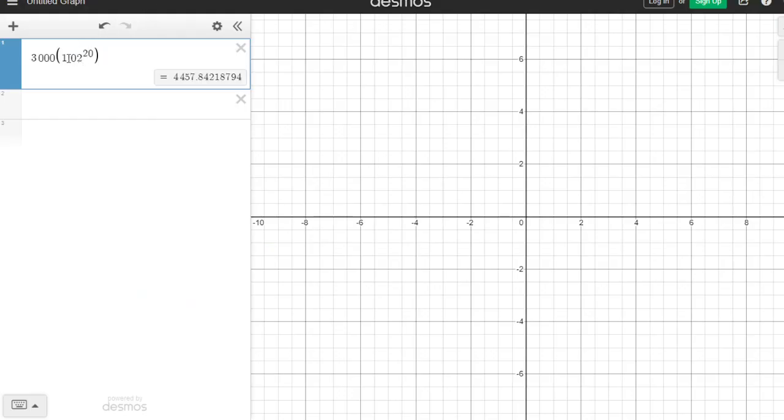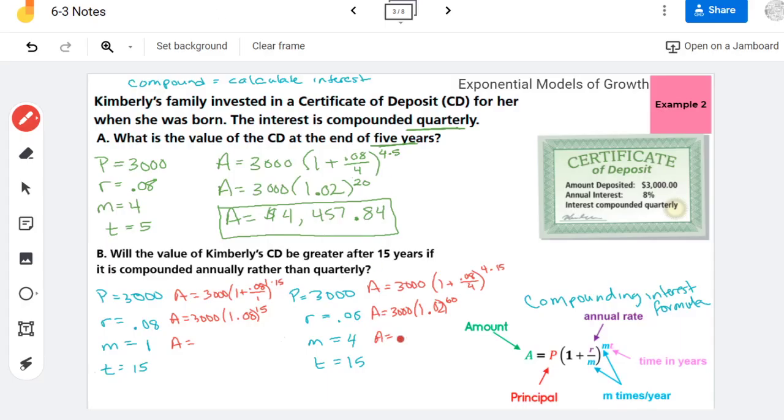Okay, so since I already have 1.02 here, I'm just going to change that 20 to a 60. So 9843.09. So about $9,800 for this situation where it's raised to the 60th power.